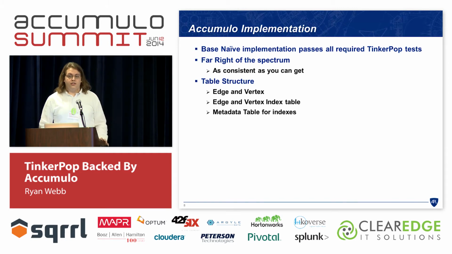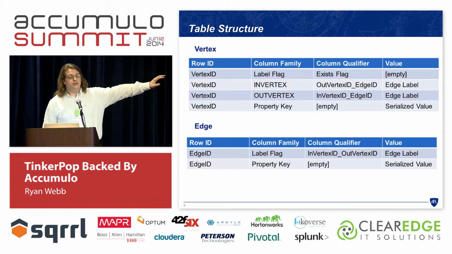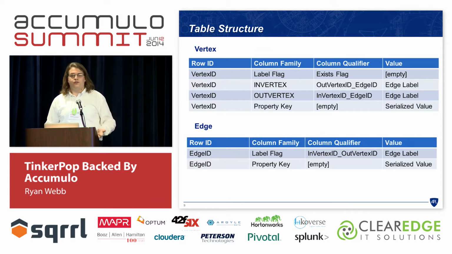Our table structure is broken up into an edge table, a vertex table, an edge index table and a vertex index table, and then we have a metadata table, so you know what indexes are created when you first load up your graph. Here's the table structure for the vertex and edges. So it's very simple. In the vertex table, the first row is an exist flag, because you can add a vertex without any other information, so there has to be some way to know that you've added a vertex.